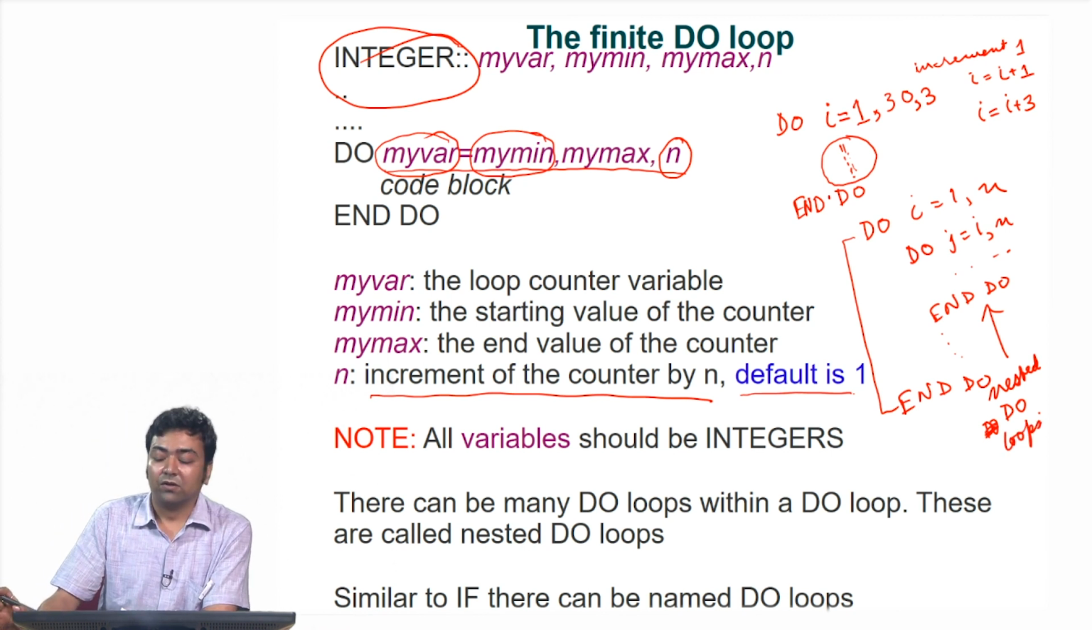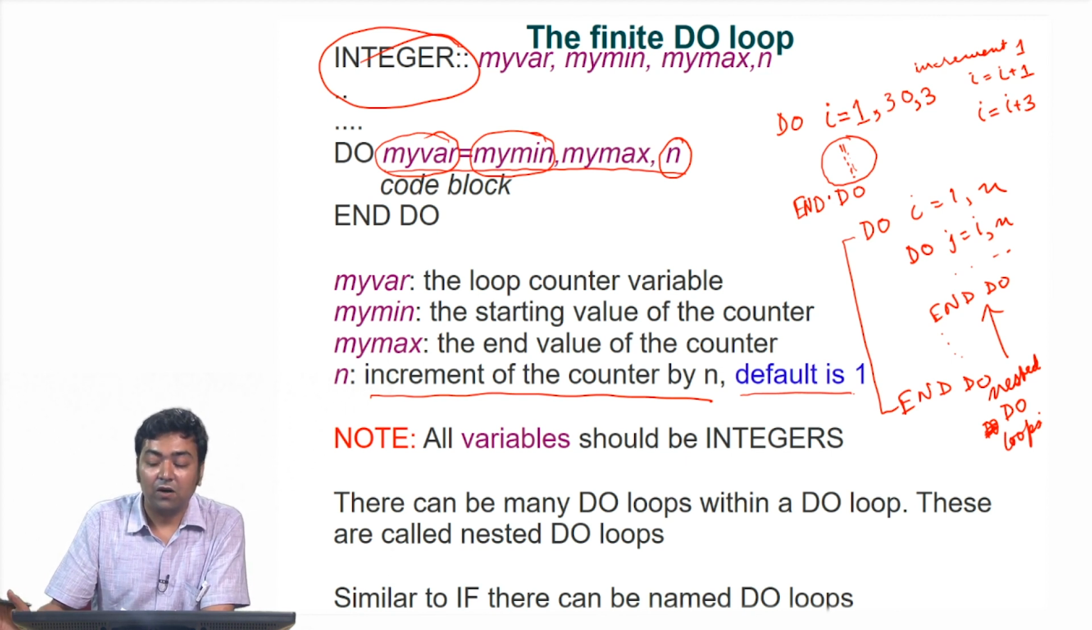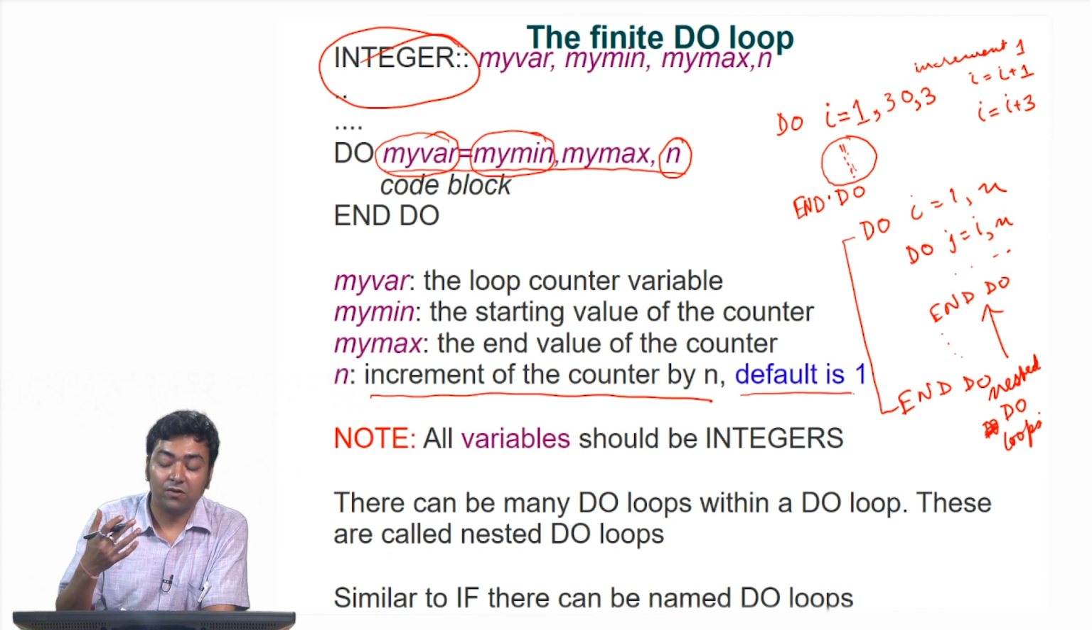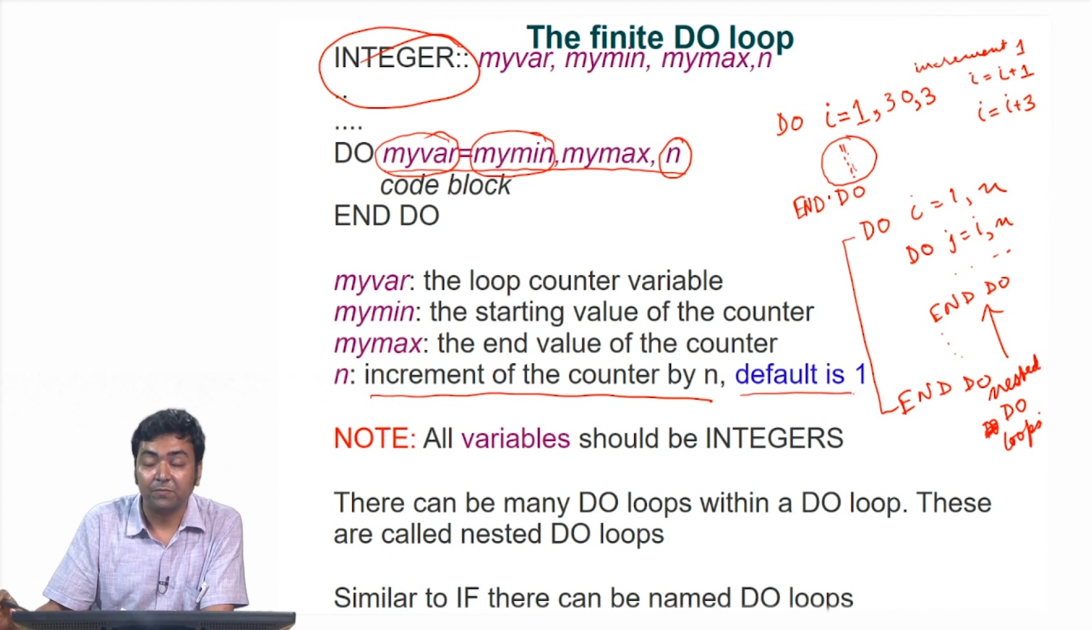Okay. So far we have seen how to execute conditional statements and also how to ask the program or the computer to do a set of instructions repeatedly using the if construct, the go to statement, and the do loops.